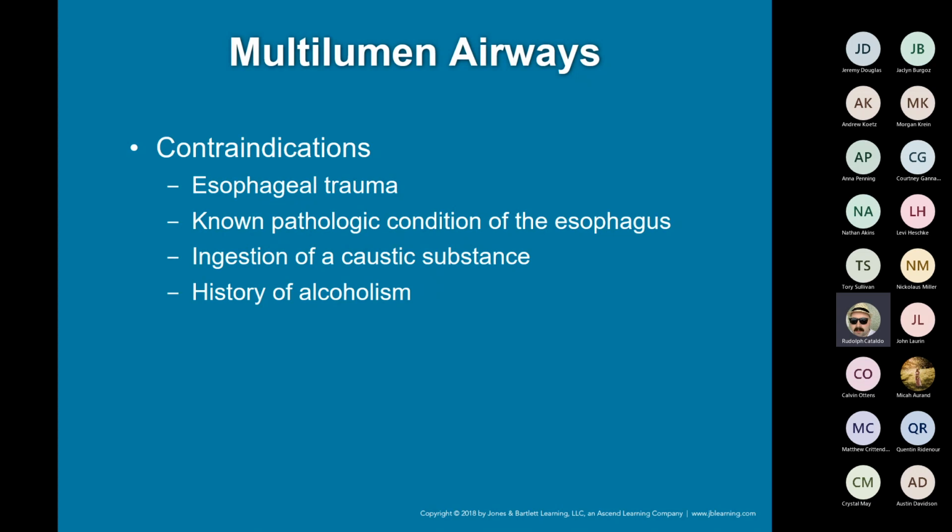Now, let me ask you guys this. It says one of the contraindications is a history of alcoholism. Why would that be? Anybody have any guesses? Esophageal varices. Bingo. But esophageal varices. So somebody explain what that is, if you know.